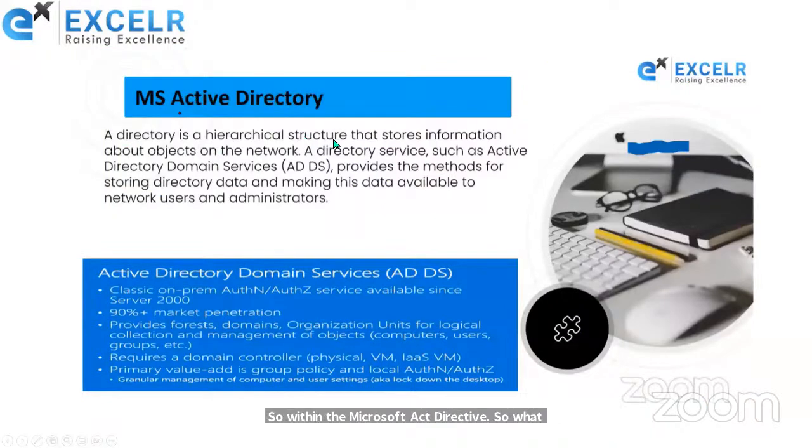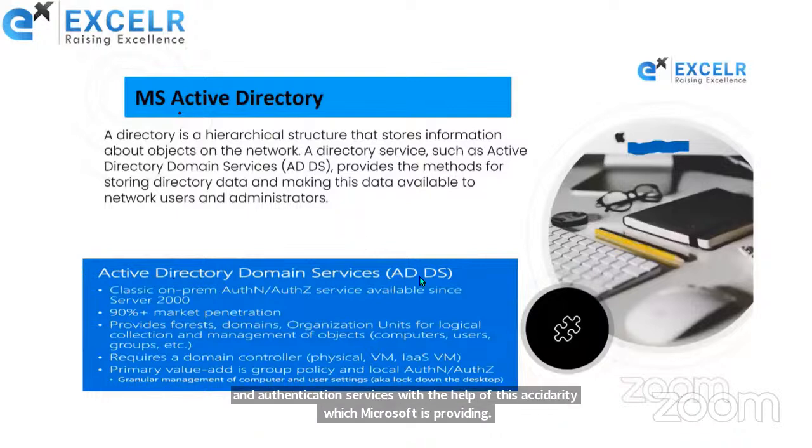A directory is a hierarchical structure that stores information about the objects on the network. A directory service such as Active Directory Domain Services, AD DS, provides the methods of storing the data and making this data available to network users and administrators. What is an Active Directory? An Active Directory is a kind of software where you create users, permissions, and authentication services with the help of this Active Directory, which Microsoft is providing. Okay, and this domain service is nothing but a classic on-premise authentication service available since Server 2000.